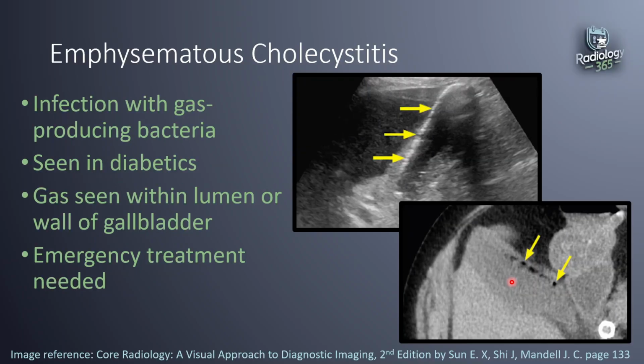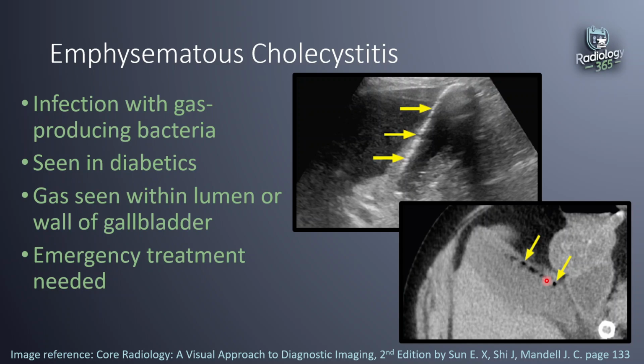Now, emphysematous cholecystitis is a severe complication of acute cholecystitis, and it's caused by gas-forming bacteria. It is rare, but elderly diabetic patients are more susceptible. On imaging, gas may be present either within the lumen or the wall of the gallbladder. Now, treatment of emphysematous cholecystitis is most often emergent cholecystectomy or cholecystostomy in patients with a very high surgical risk.